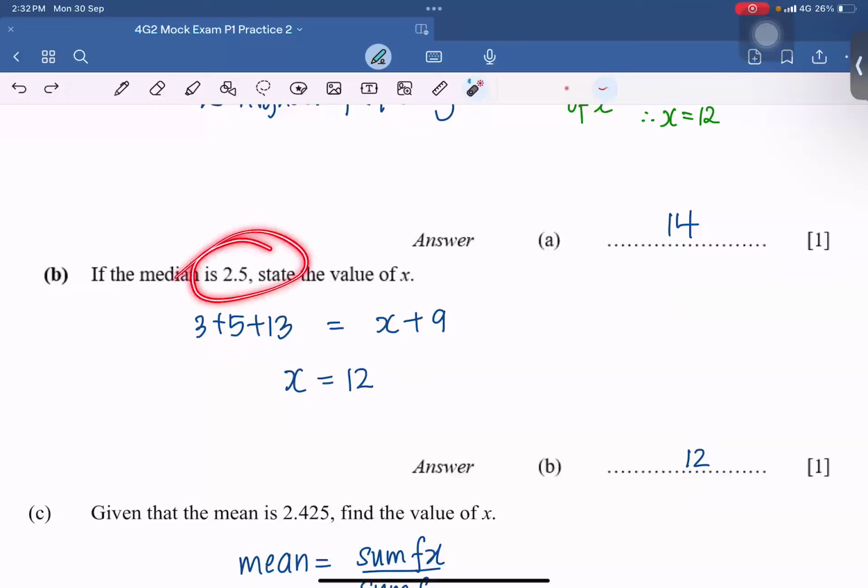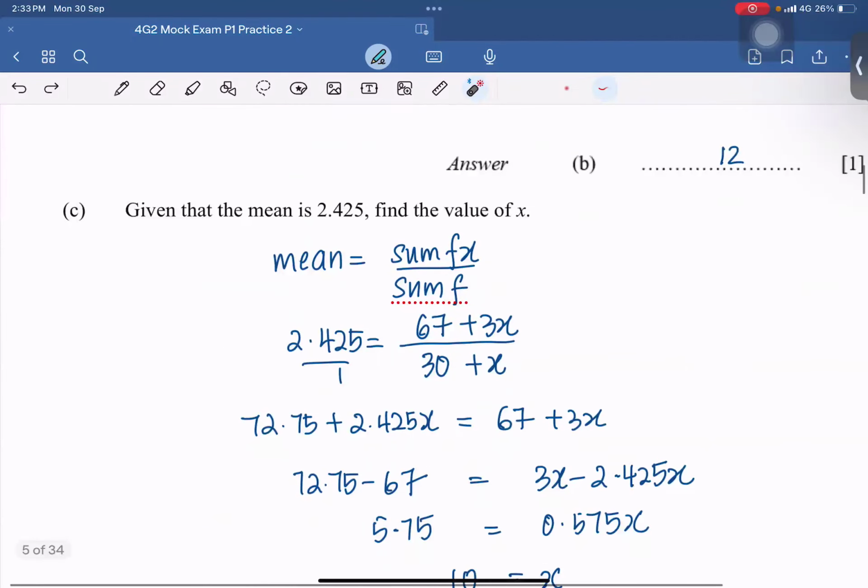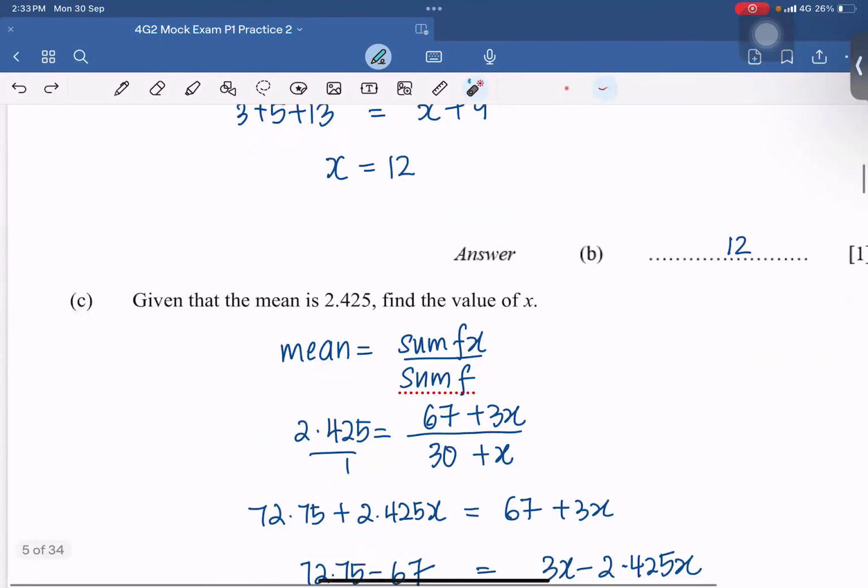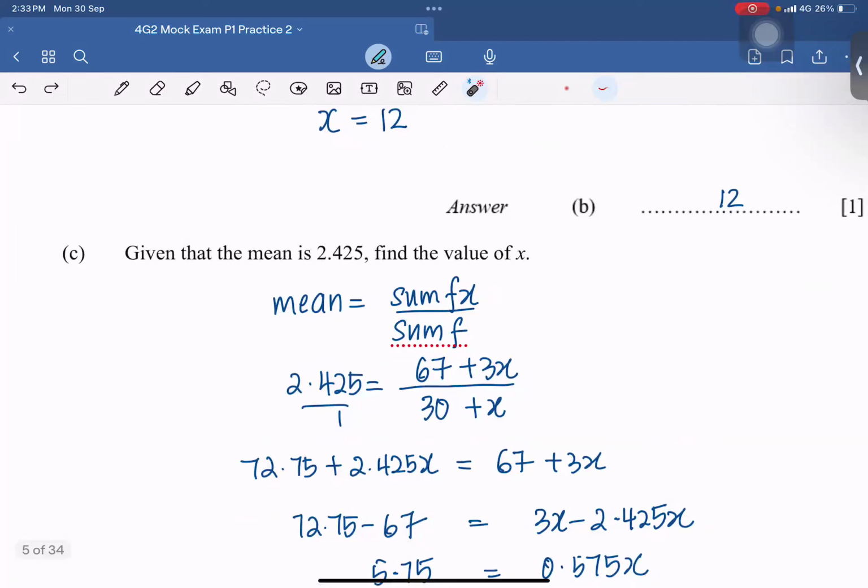Okay. So this one is given that the mean is 2.5 right in the middle. Okay. Right. Next one. Oh, this is the one that involves a bit of algebra. Okay, I've been doing it quite recently, but not sure whether it will come out or not. Okay, given that the mean is 2.425, you'll be like, so many decimal numbers. But never mind, chill. Okay, still doable.